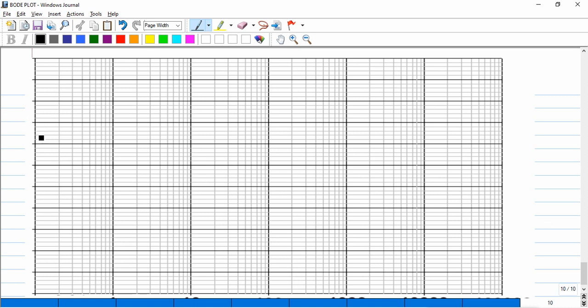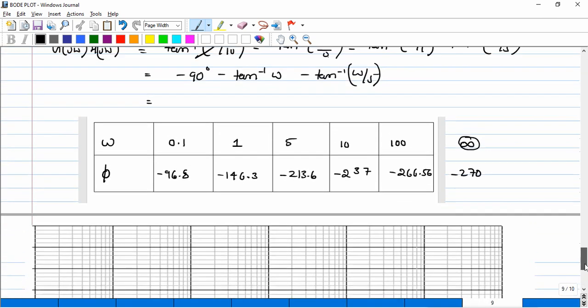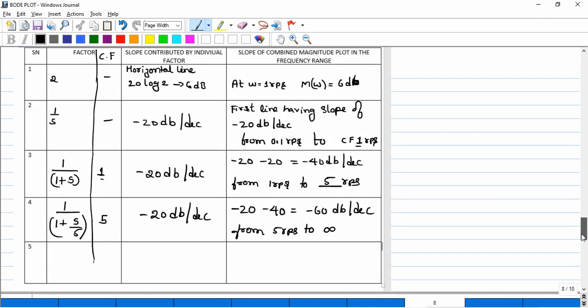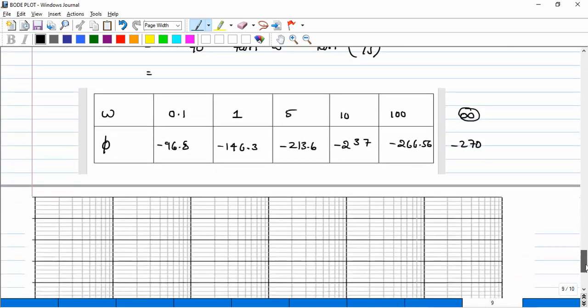Before that, I will mark the value. So if you check, the first step is to check what is the maximum slope that we are having in the table. If you check, that is minus 60 dB per decade is the maximum value. Okay, so this is the maximum value that we have in our table. I will start from that.